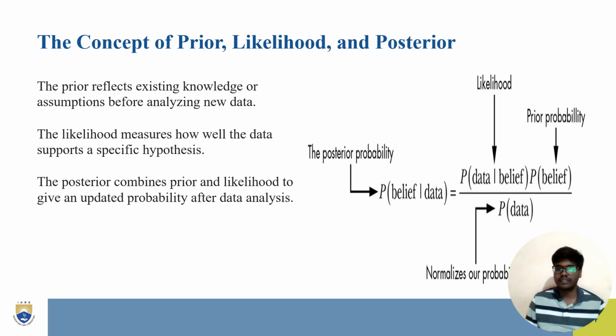Here we can see with an example: the posterior probability is the probability of the belief given the data, and the likelihood is the probability of the data given the belief. We also have the prior probability, which is the probability of the belief, and the probability of the data, which normalizes our probability.